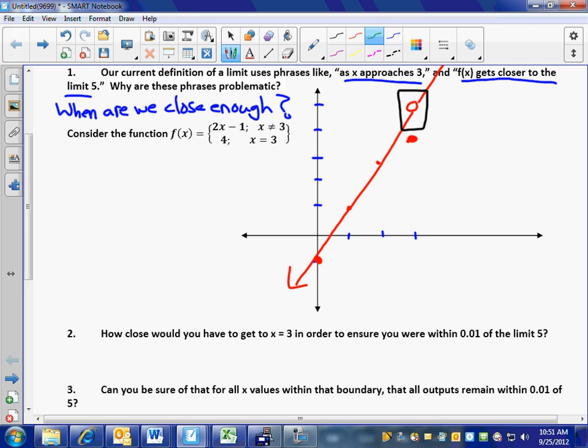If I'm within 0.01 of 5, what's the highest value I could be? 5.01. Very good. What is the smallest value I could be? 4.99. Excellent. If you got that, you made the first step.